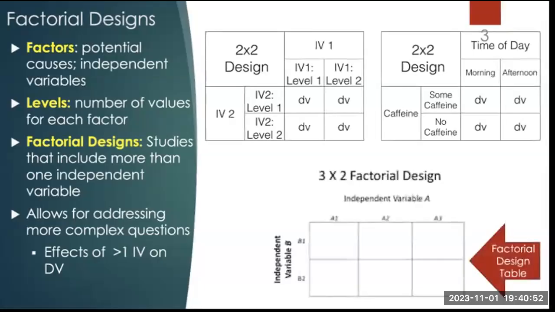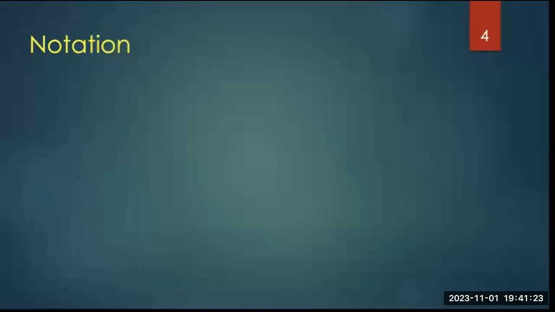Sometimes you might have a 3x2 factorial design, in which case there are two independent variables, and one of them has 3 levels and the other one has 2 levels. So an example of a 3x2 is, instead of just morning, afternoon, we could have morning, afternoon, and evening, and there would be your 3 conditions. And then your independent variable 2 could still be no caffeine and some caffeine. So this adds another layer of complexity when we are studying any kind of psychological construct.